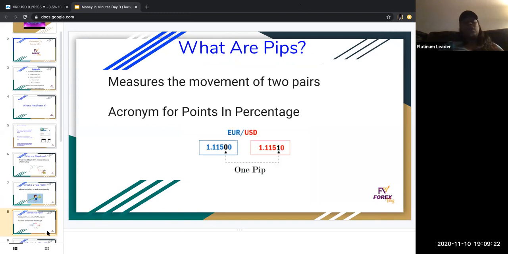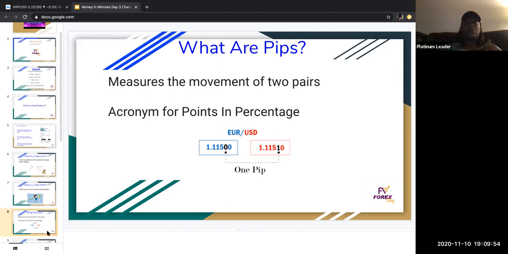And then also you hear us saying, what is a pip? A pip is a measure of the movement of two pairs, an acronym for points and percentage. See here, when we have the Euro USD, you see it moved 1 pip, and this is how you measure it. So if you put it in there, pretty much this is how we say this is how much money we made. We also say, if you hear a lot of us referencing pips or money, the pips represent the amount of money that we made in the market today.